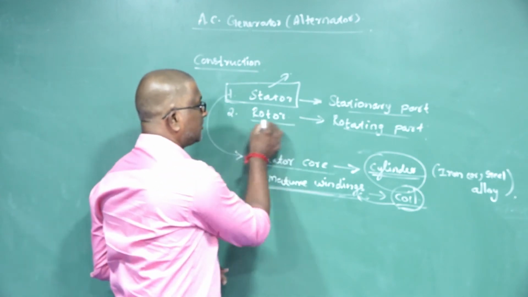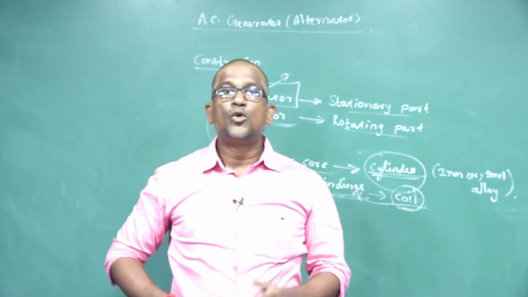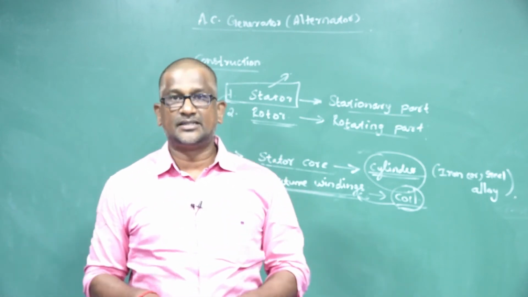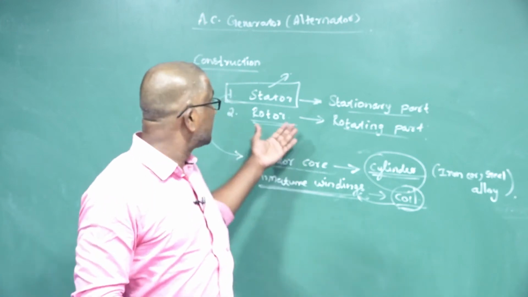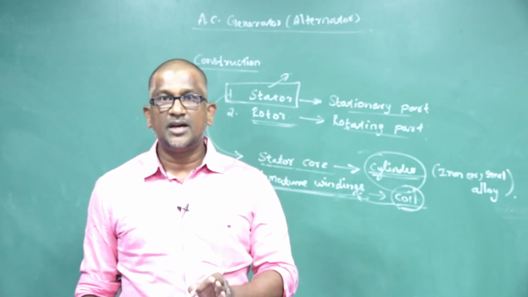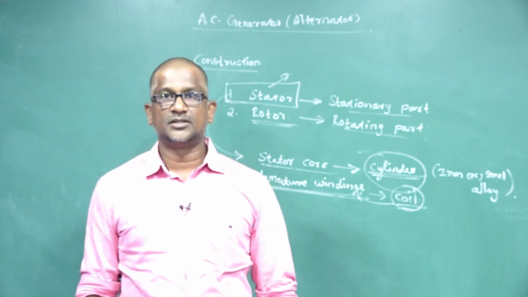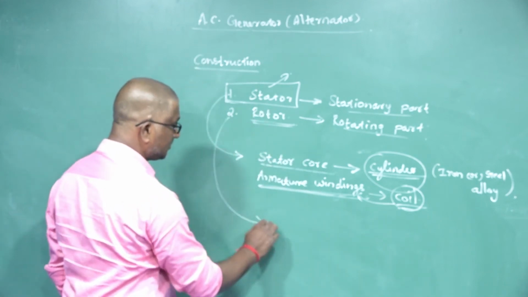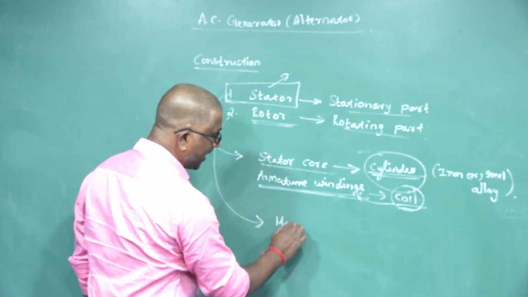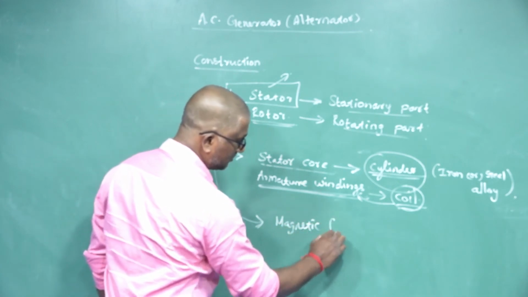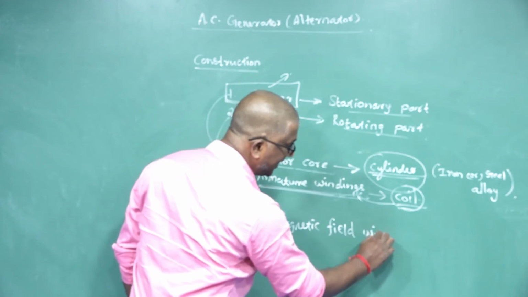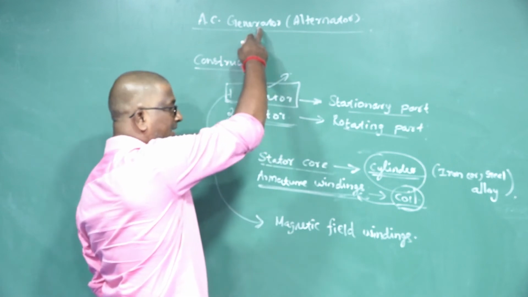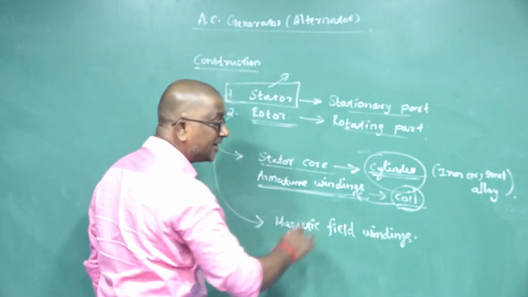Right. Next, we go for the rotor. What is rotor? The rotating part of the alternator which has field magnets in it is known as a rotor. Rotor is a rotating part of the generator. This rotor consists of magnetic field windings.